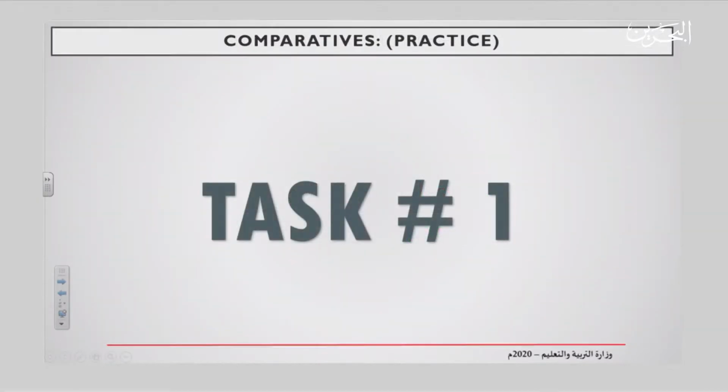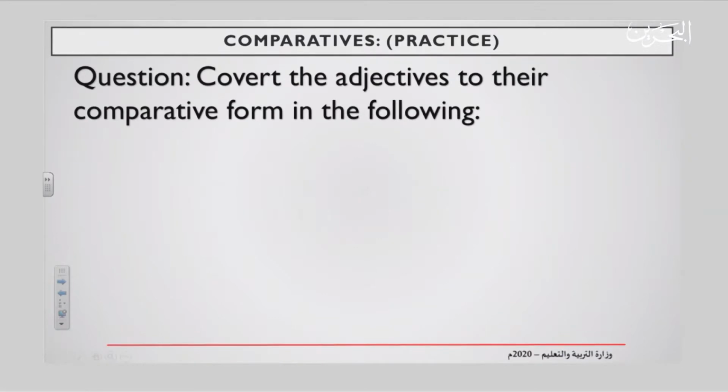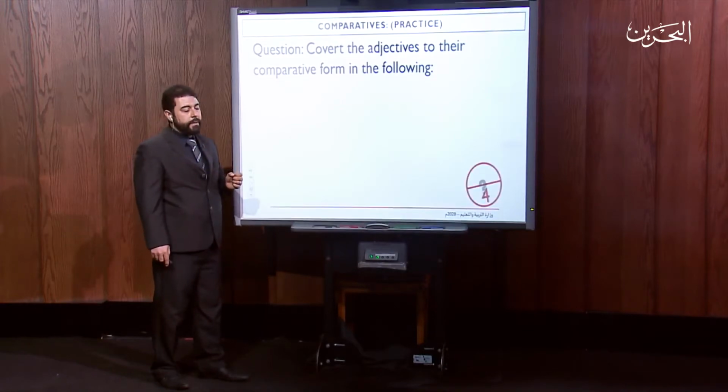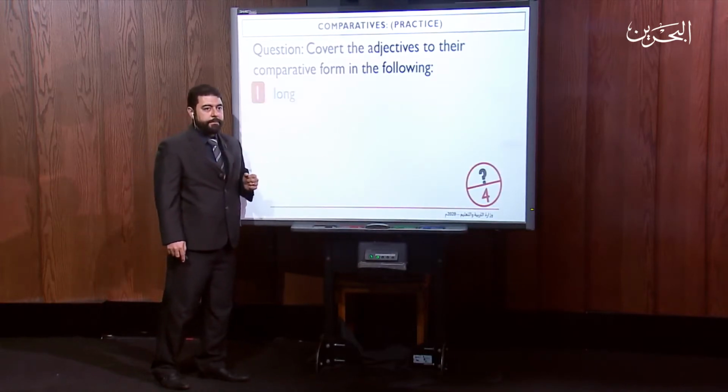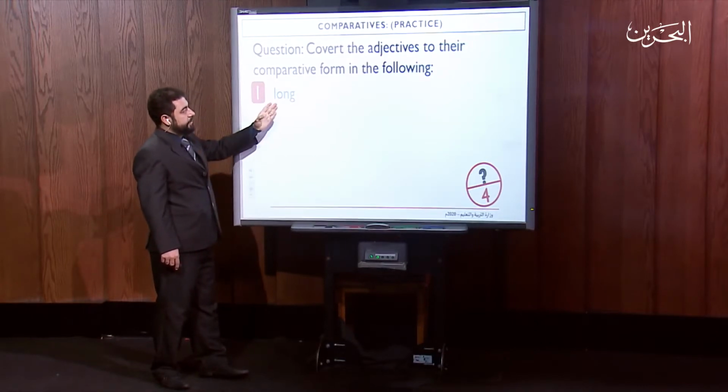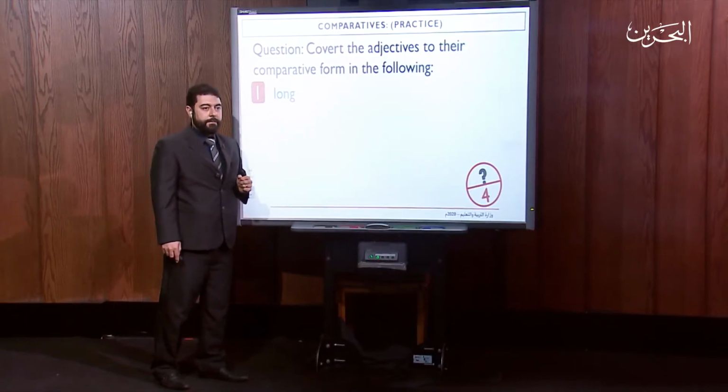You have a task. Question: convert the adjectives to their comparative form in the following. You have a mark of 4. Question number 1. Long. Change that into a comparative form.